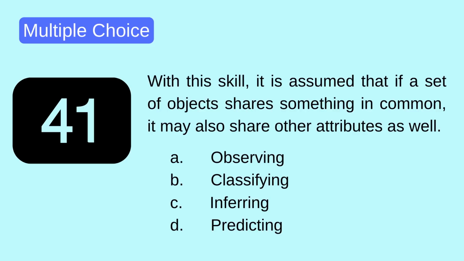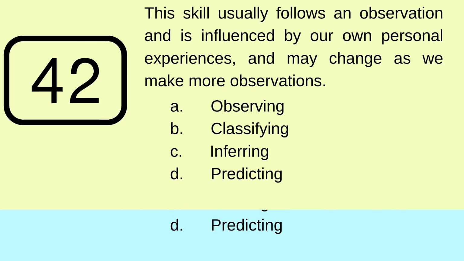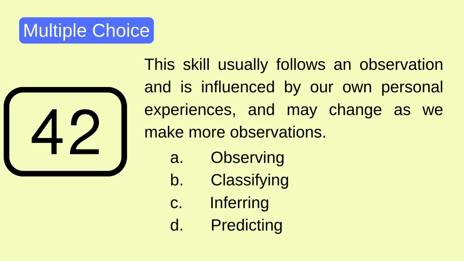With this skill, it is assumed that if a set of objects shares something in common, it may also share other attributes as well. This skill usually follows an observation and is influenced by our own personal experiences and may change as we make more observations.